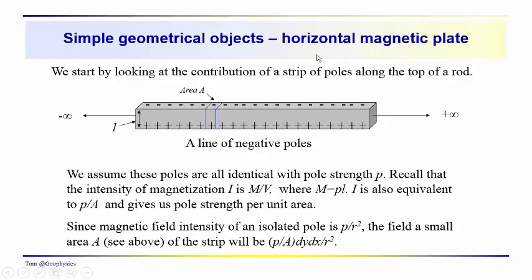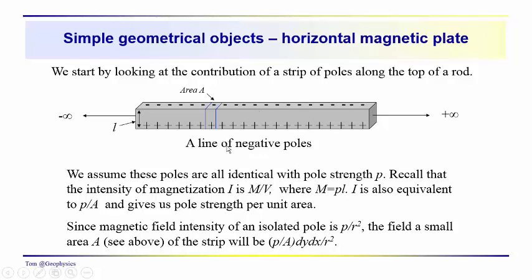We're going to develop an expression for another simple geometrical object. In this case, it's going to be for the horizontal plate, a horizontal magnetic plate. And think of that plate as consisting of a sheet of negative poles on the top, overlying a sheet of negative poles on the base, and those sheets of poles are separated by a distance L. And in the x direction, minus infinity to infinity. And initially here we're going to do the y direction from minus infinity to infinity.